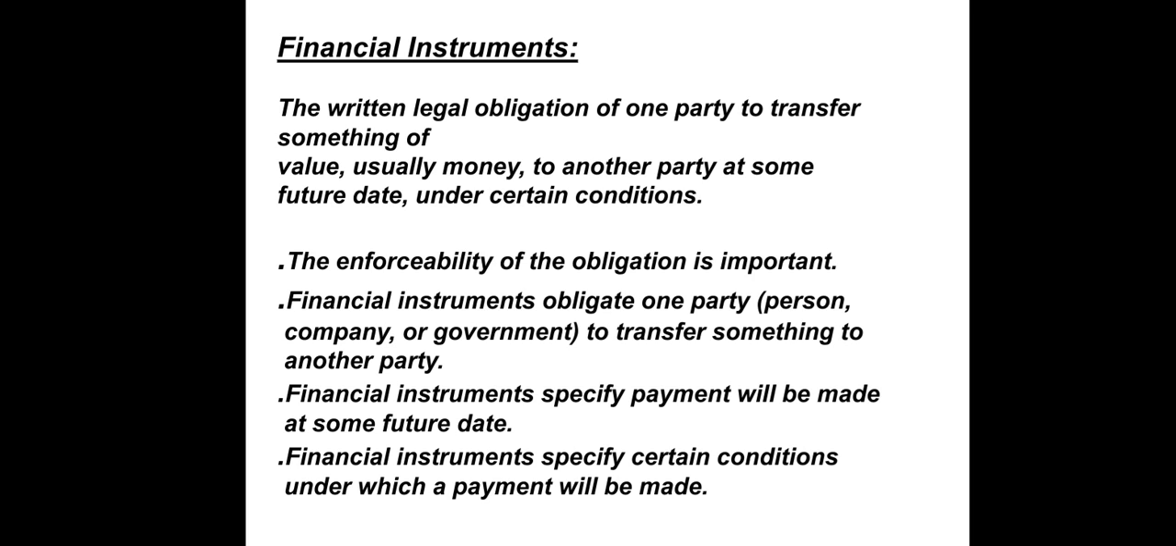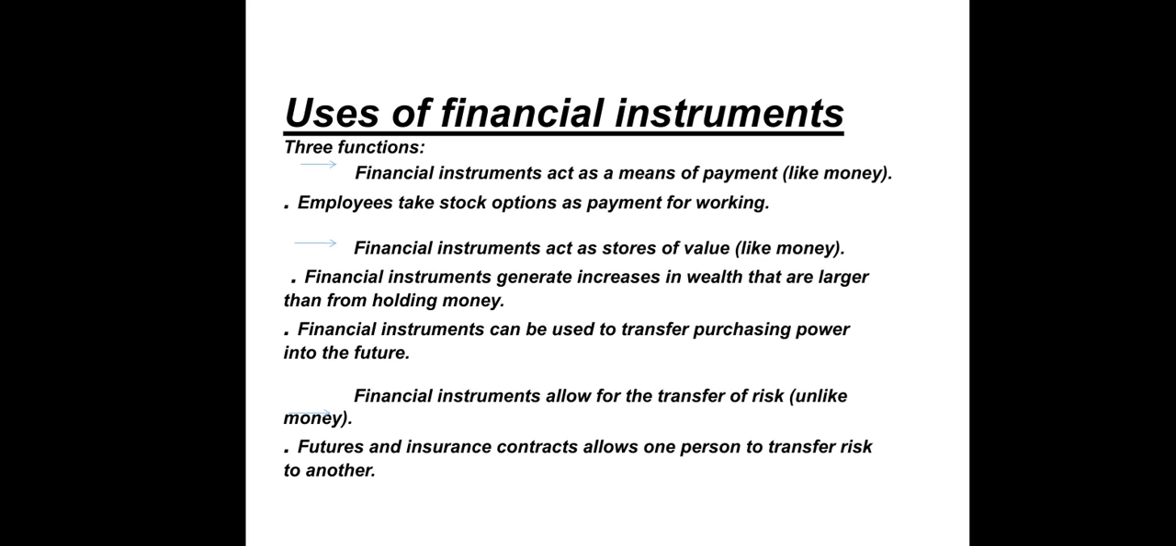The enforceability of the obligation is important. A financial instrument obligates one party, a person, company or government, to transfer something to another party. A financial instrument specifies that a payment will be made at some future date. It specifies certain conditions under which a payment will be made. So, in a financial instrument, these conditions are required for the transfer of money.